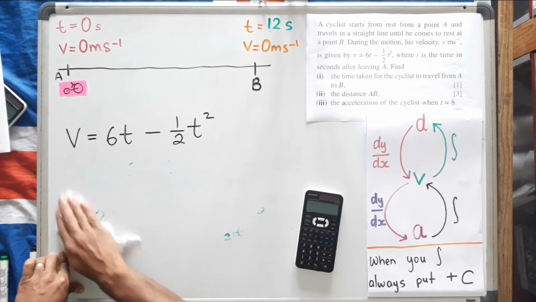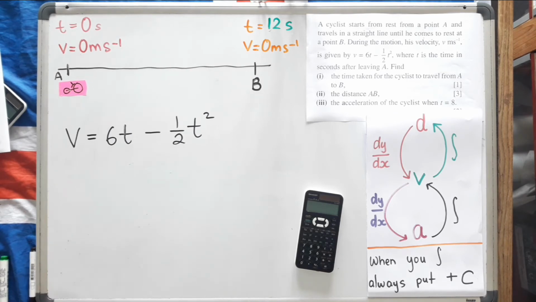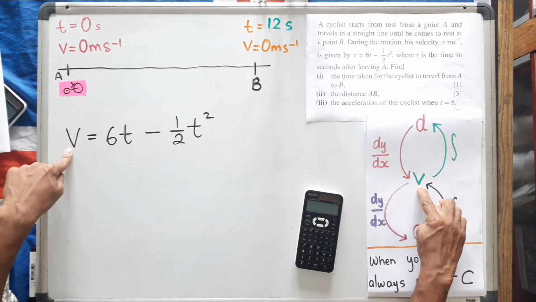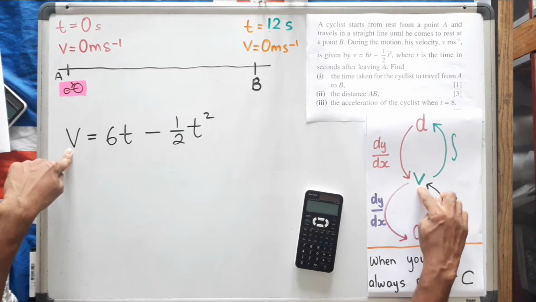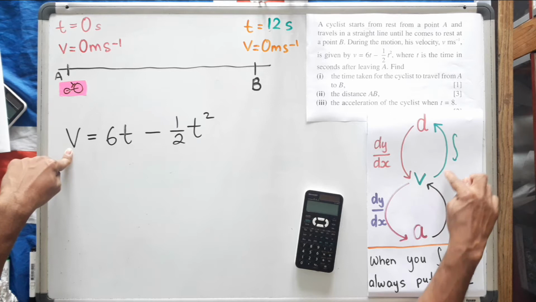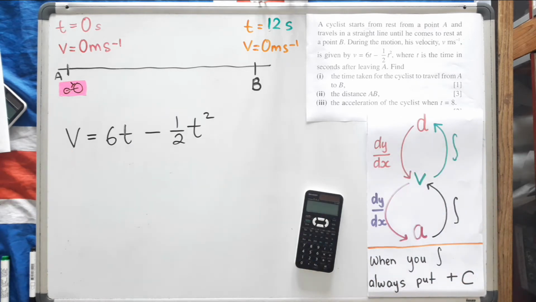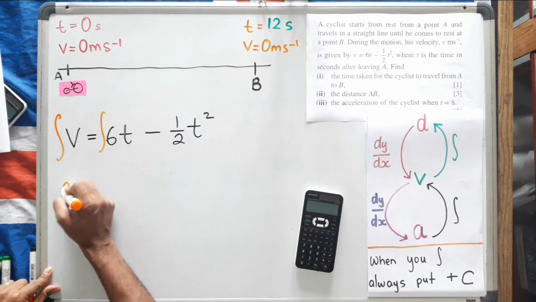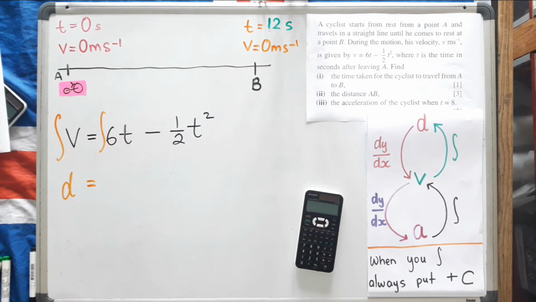All right, let's see what else they asked us here. They said the distance from A to B. Well, if I have the formula for velocity and I'm trying to find distance, that means I have to travel upwards, which means I need to integrate velocity. So let's do that. If we integrate velocity, we get displacement, right?